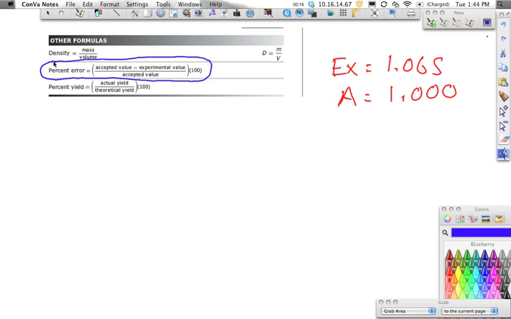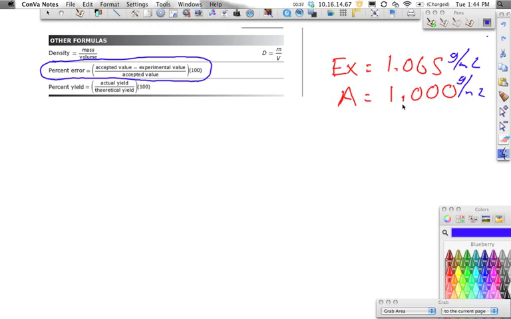Now, normally what you'll see is a problem that reads something like, in the lab, we measured the density, we'll say this is density, grams per milliliter, of an unknown object, and we got 1.065. And the correct value would be 1.000.